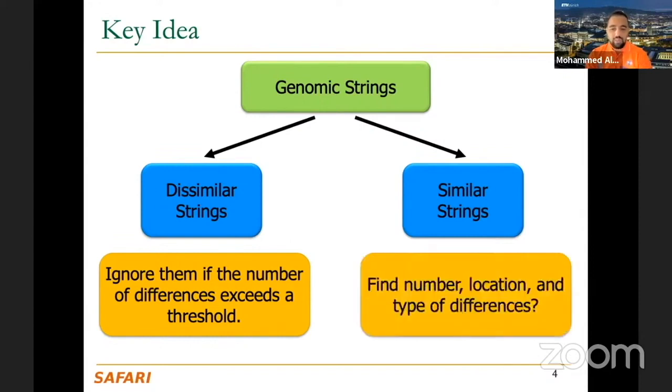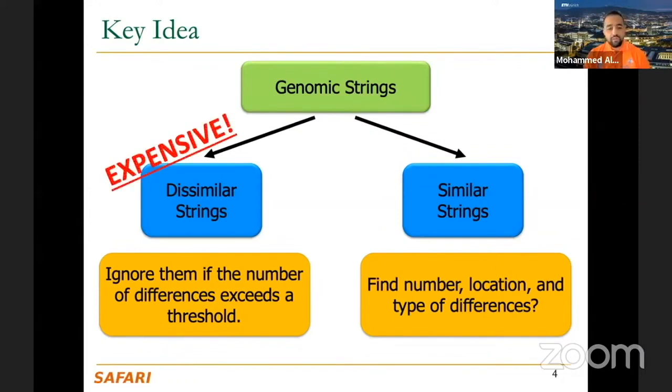If they are similar, we want to find the exact location of each edit operation, which we record in what we call a CIGAR string. A CIGAR string is a representation of the number and the location of these edit operations.